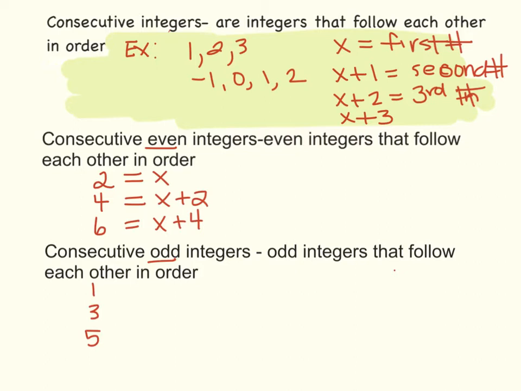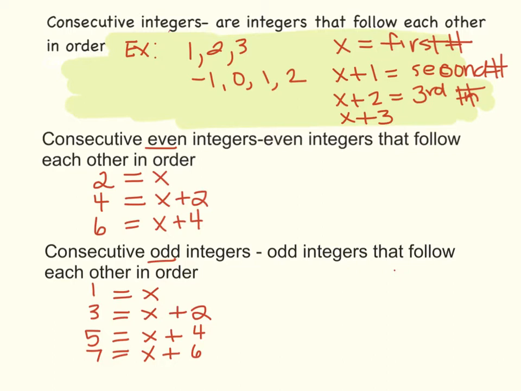Consecutive odd, it's the same thing. For consecutive odd, our first number is always x. Our second number is always x plus 2, because 1 plus 2 is 3. Our third number is x plus 4. If we were to continue, our fourth number would be 1 plus 6, or x plus 6. So don't get confused. Consecutive even integers and consecutive odd integers have the same set of first, second, third, fourth, and fifth integers, even though one is even and one is odd.